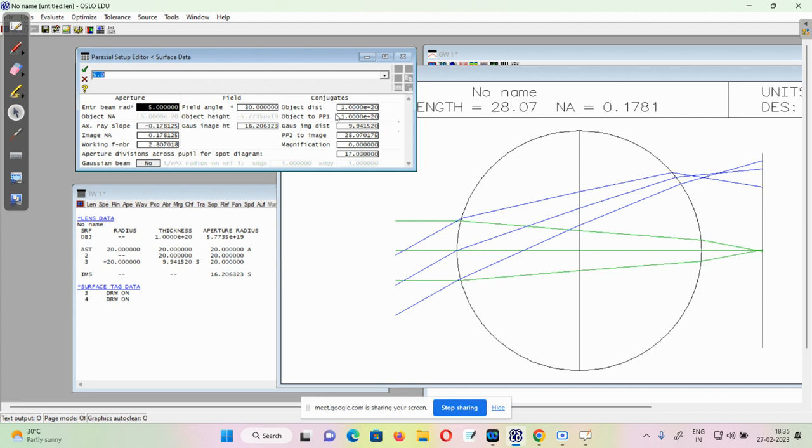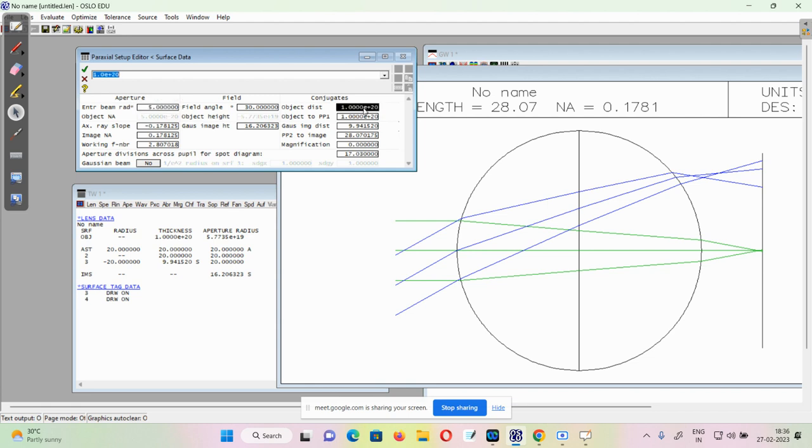Object distance, it's like infinity. Object to PP1 distance: if the object is at infinity, then infinity to some distance will automatically be infinity only. So that is also the same. Then image distance, this Gauss image distance, is giving the image distance from the surface of the lens to the particular image. Then it is PP2 to image. PP2 is your principal plane 2.